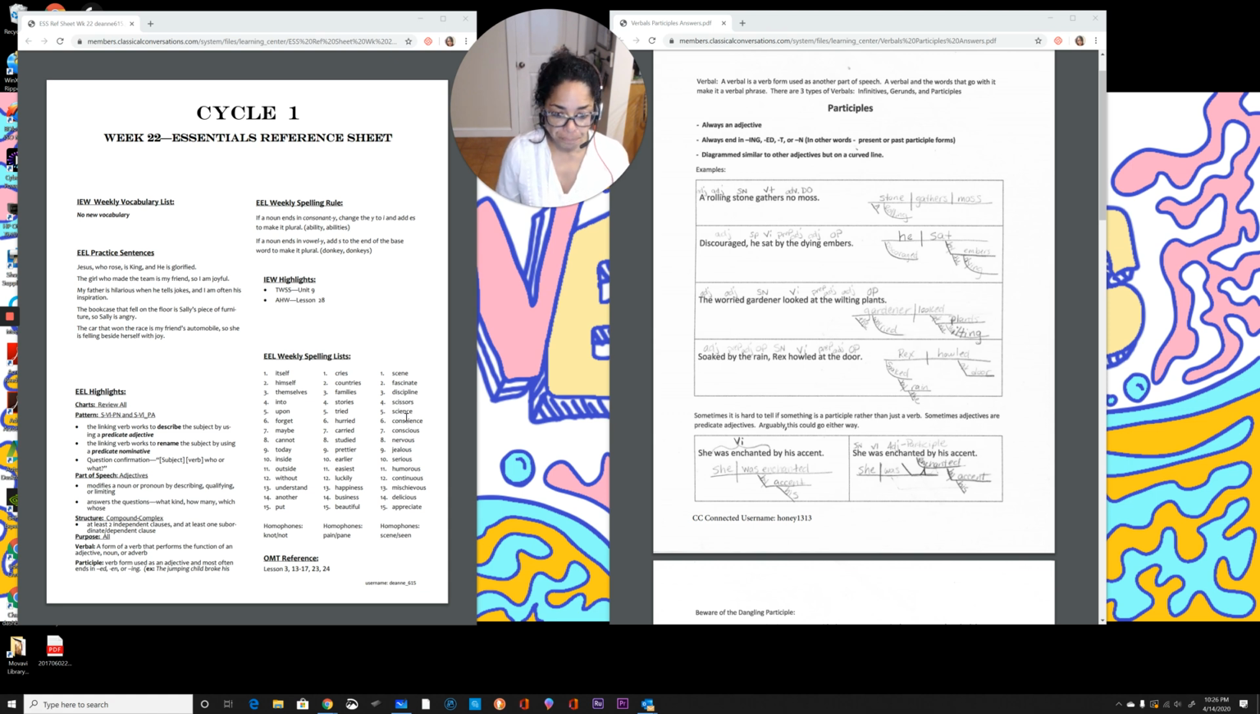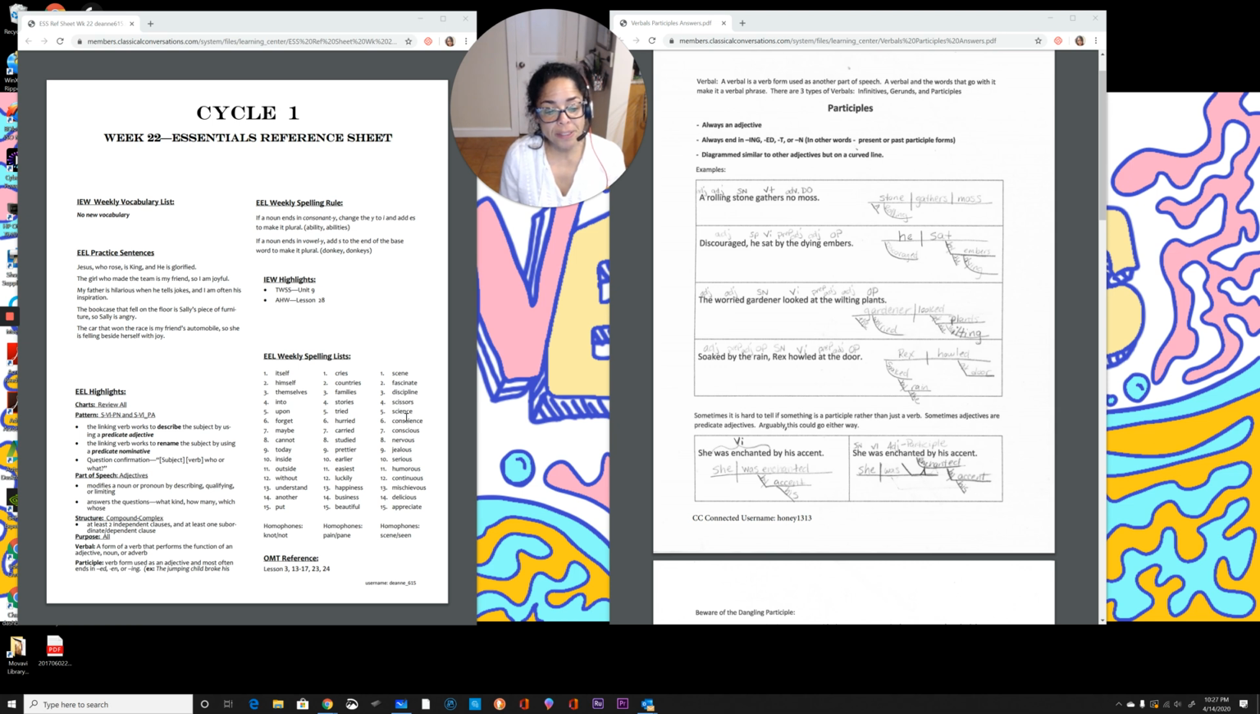It's really right there. Really important, down at the bottom it says sometimes it's hard to tell if something is a participle rather than just a verb. Sometimes adjectives are predicate adjectives, and that's really not a participle. Arguably, this could go either way. So they're showing you how this particular sentence, you can parse it two different ways. Isn't that interesting? The first one, she was enchanted by his accent. They're saying that was enchanted is a helping verb and a verb, and it's just was enchanted on the line. Or you can, because enchanted is a verb form also, but it's used as an adjective.